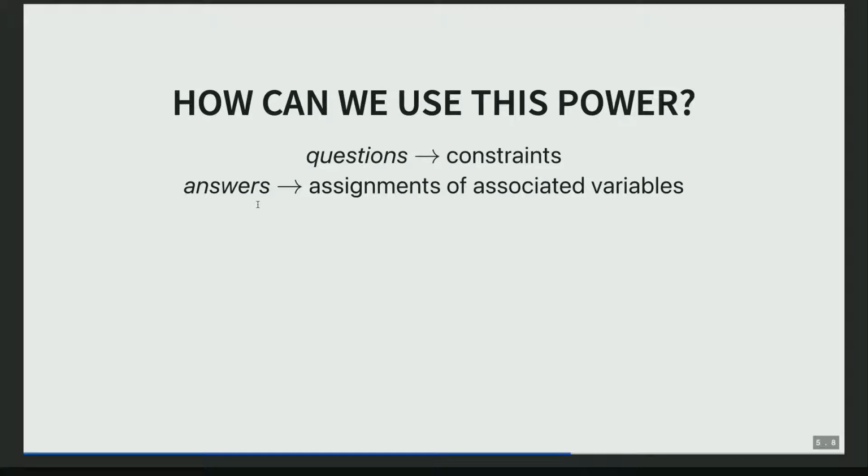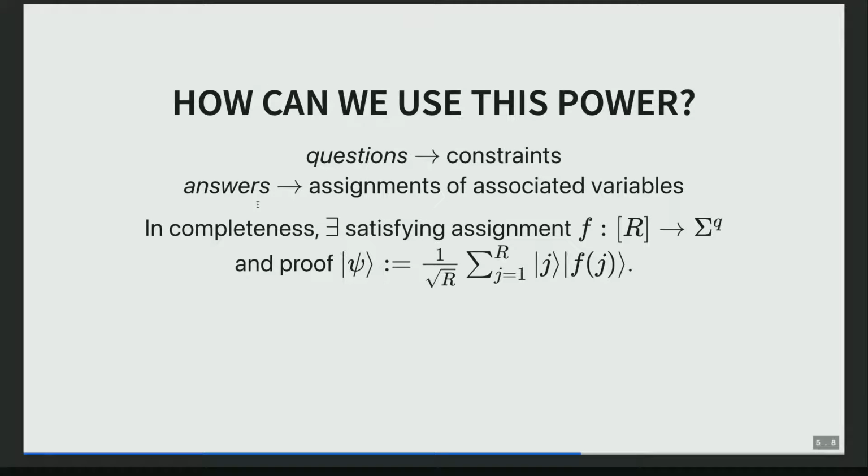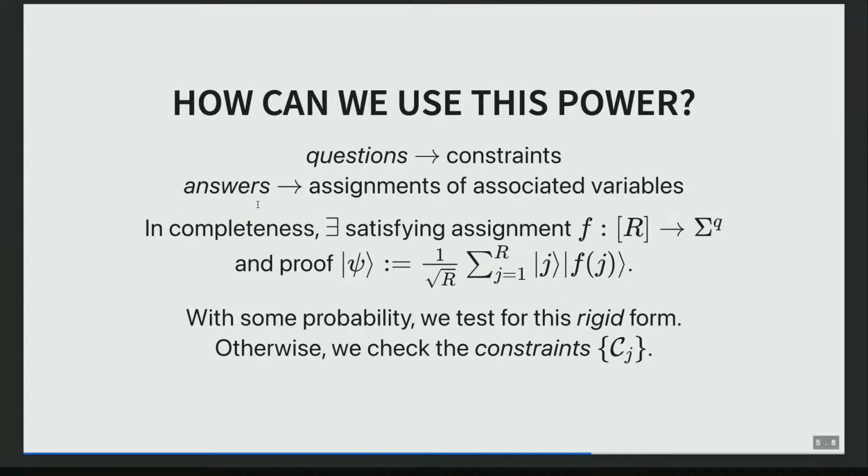Okay. And so in the completeness case, in the yes case, there's going to be some satisfying assignment. So I can always set the variables so that every constraint is satisfied. But notice that the first register is the constraint index from 1 to R, and the second register, the answer, is a list of variables. And I might use a variable more than once. In fact, I probably will. So in the yes case, I can always write down some satisfying assignment. With some probability, we're going to test this rigid form, using those tests I gave you, and with some other probability, we're going to test the constraints.